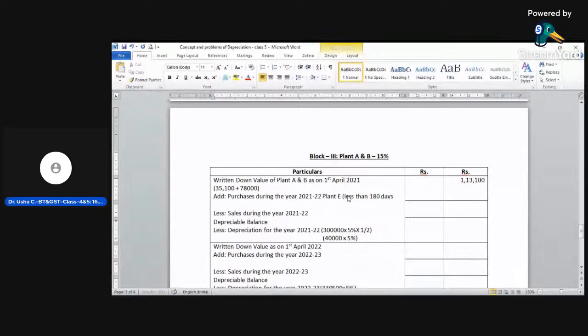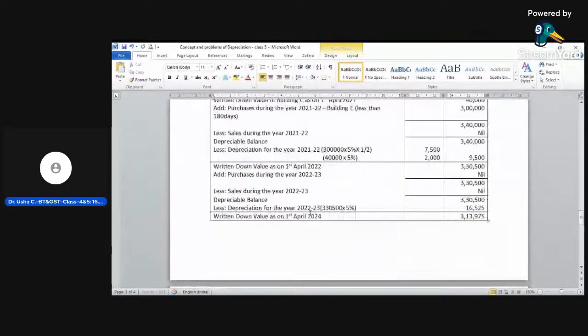Less than 180 days. What is the amount? It is 5 lakh. Then sales during the year. Just check, is there any sales during the year?